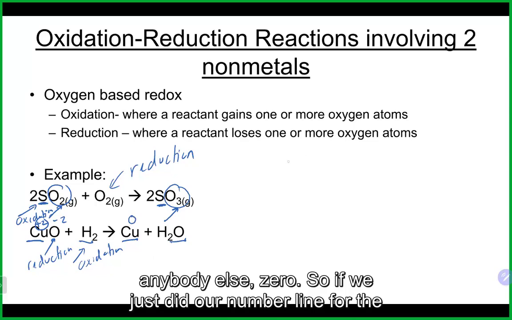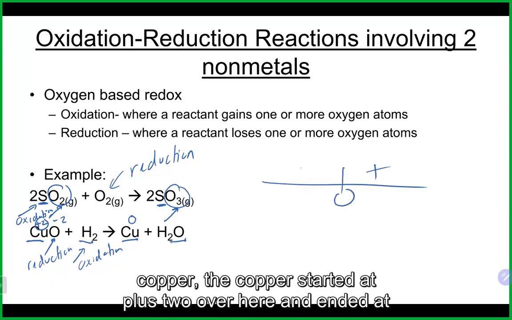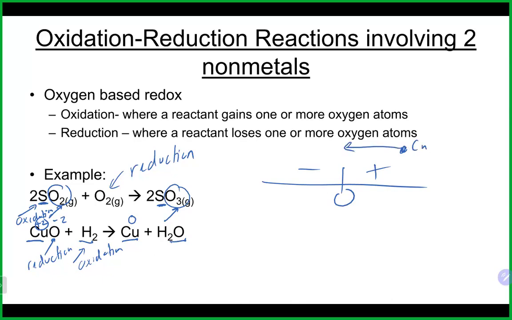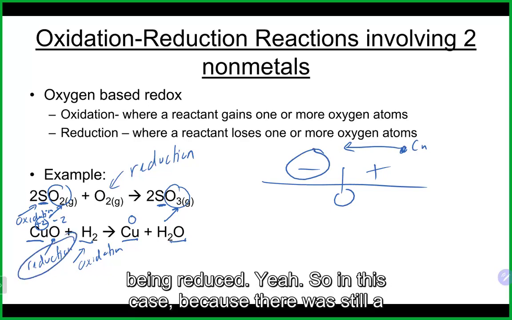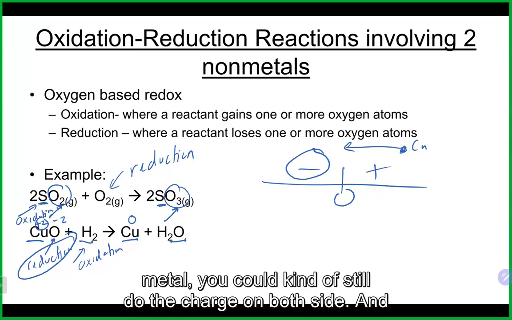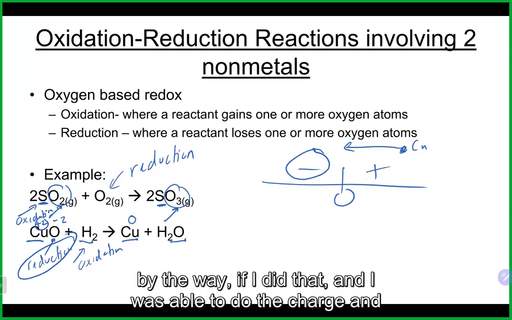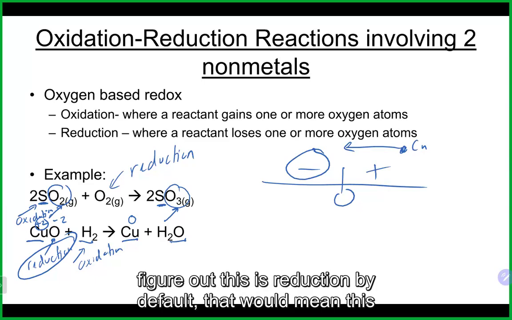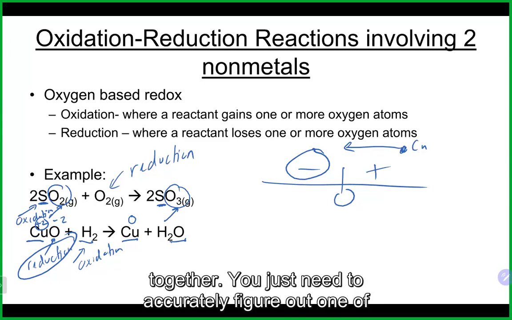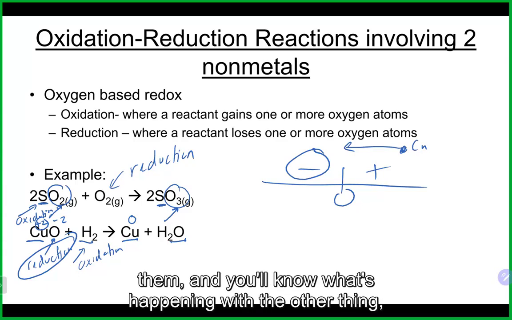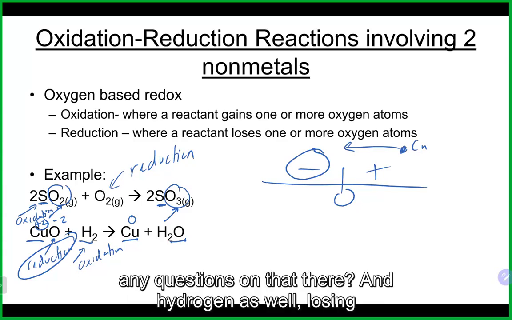So if we just did our number line for the copper, it started at +2 over here and ended at 0, which is going towards the negative side, which means it is being reduced. In this case, because there was still a metal, you could still do the charge on both sides. And if I was able to do the charge and figure out this is reduction, by default, that would mean this guy has to be oxidation, right? So again, they always occur together. You just need to accurately figure out one of them, and you'll know what's happening with the other thing. Any questions on that there?